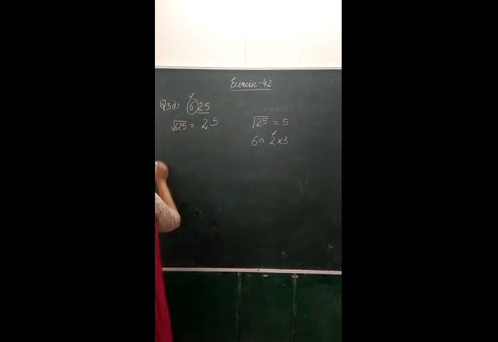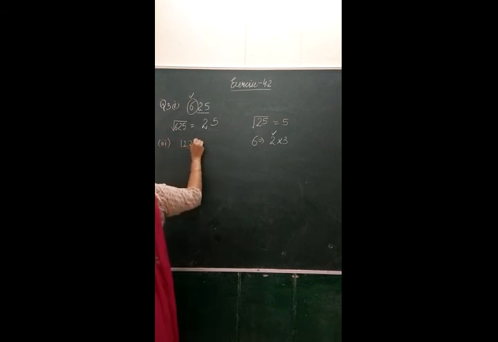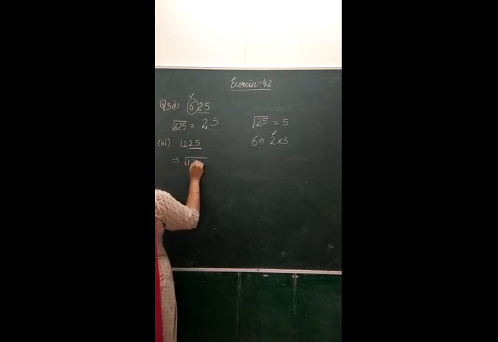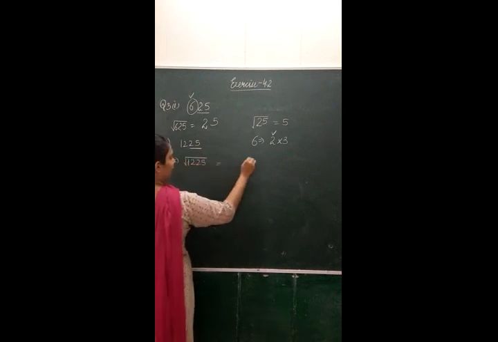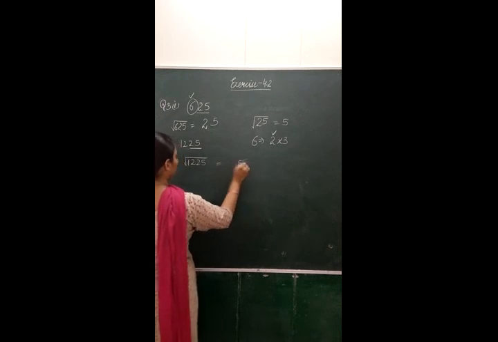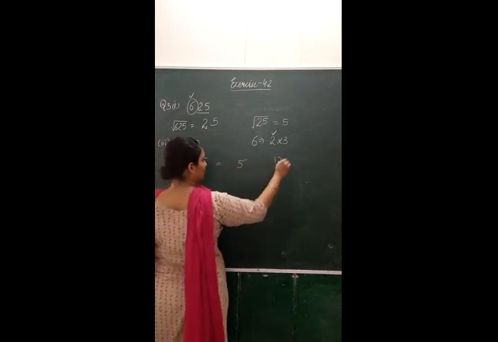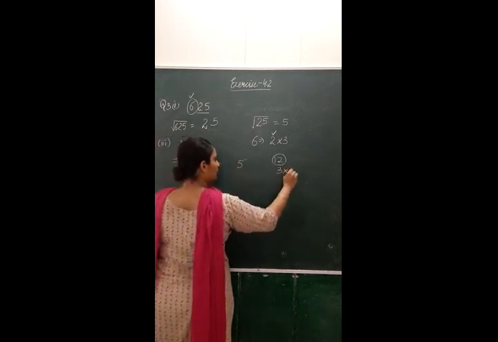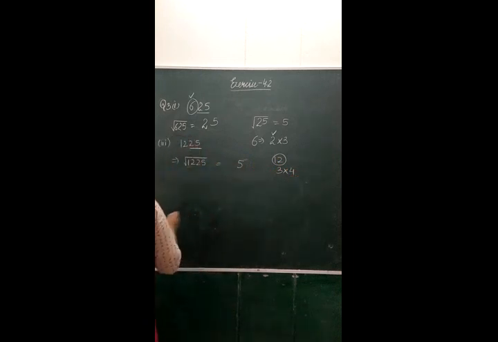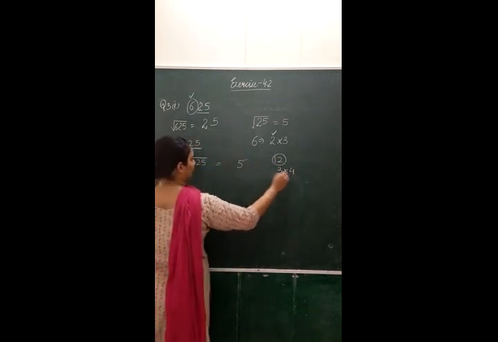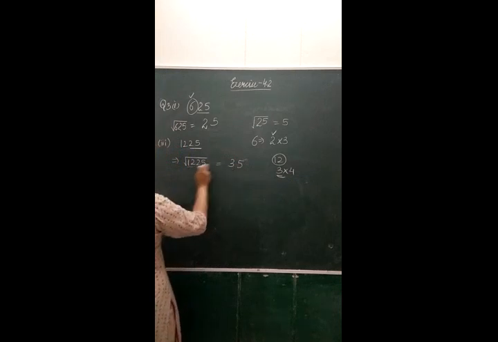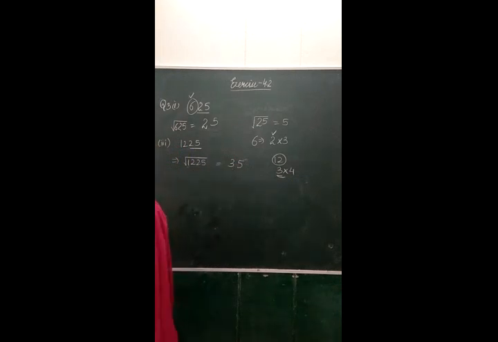Take another example. Let's take its third part, 1225. Again we are having 25 at the end. So under root 1225, 5 at the ones place. Now we are left with 12. So 12 can be 3 into 4. From here you will take the smaller factor, that is 3. So that means the square root of 1225 is 35.